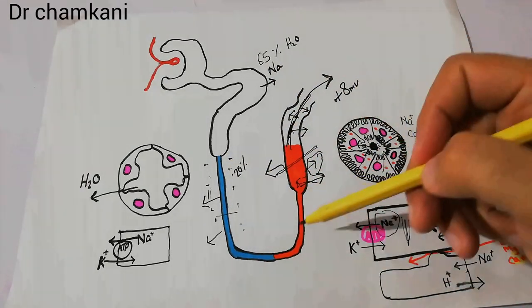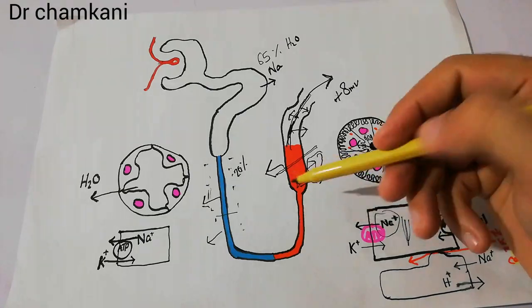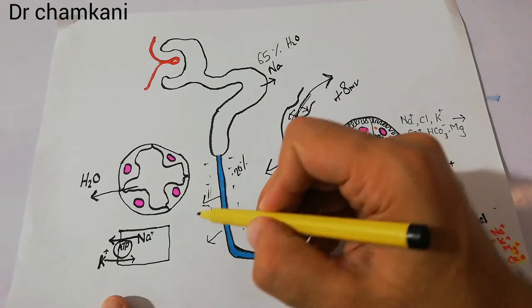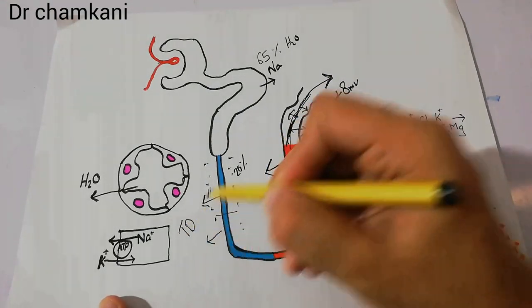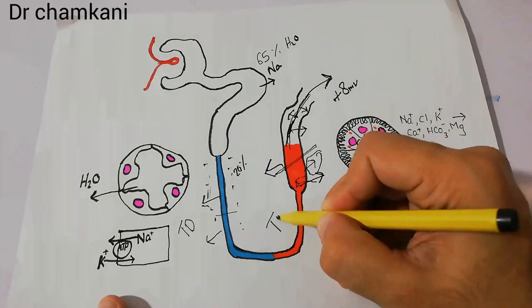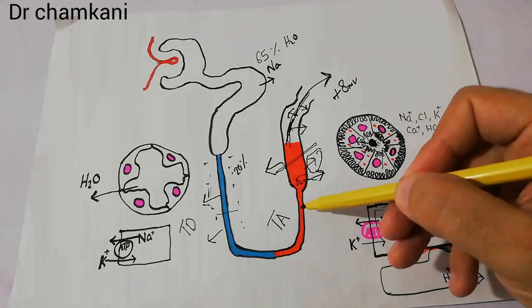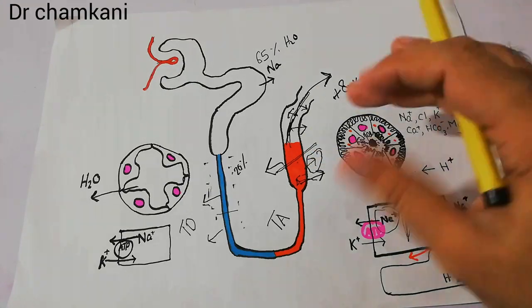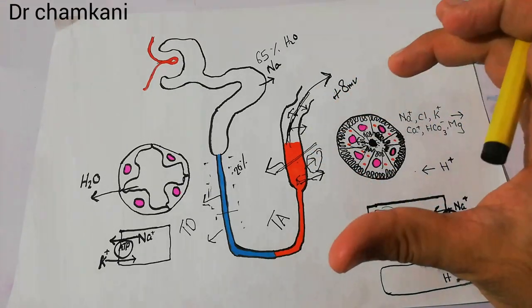Now the thin ascending segment, we will label it as thin descending, and this one is thin ascending. So the thin ascending segment and the thick ascending segment are literally impermeable to water.